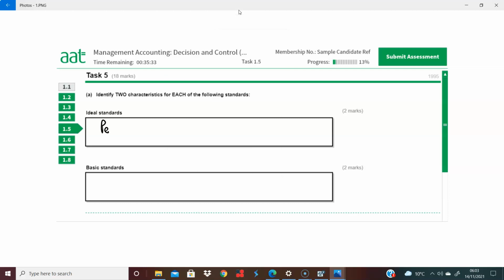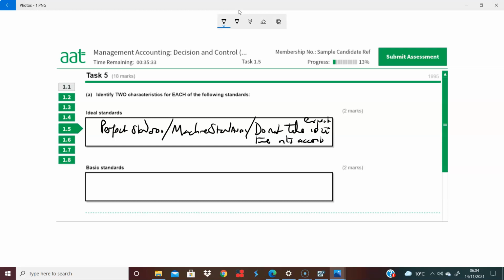So these are perfect standards. You can almost call these machine standards. Now remember, you have 2 marks. So what you want to show the examiner, because you want to pick up all marks here, is that these are perfect, and they do not take any idle time into account. And when I say idle time, I mean expected idle time or expected losses.